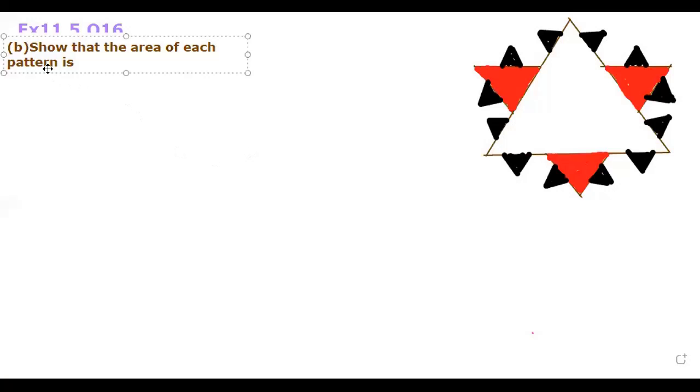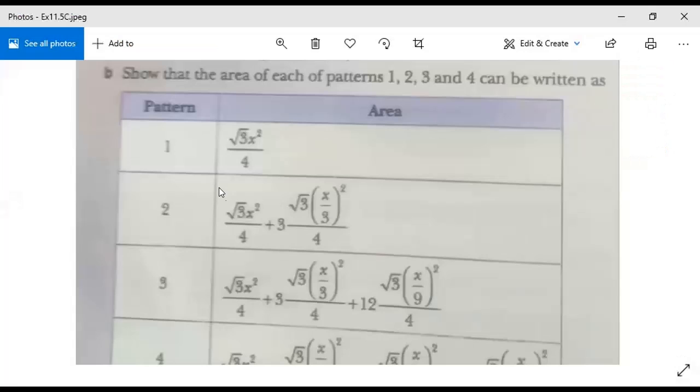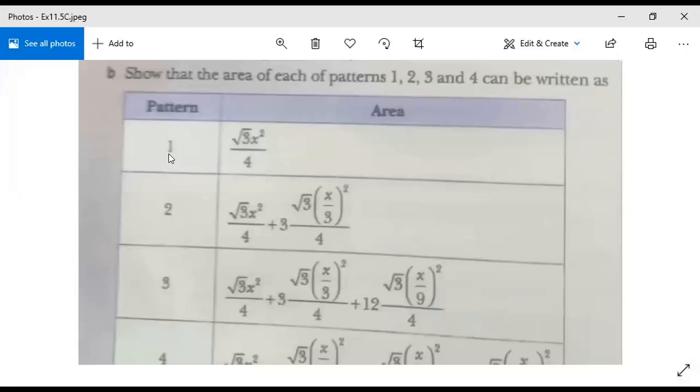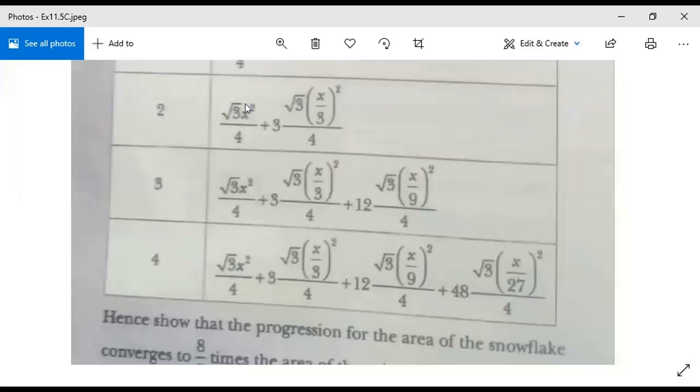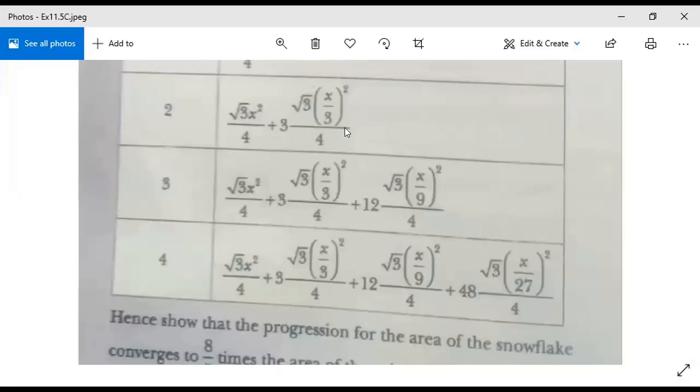So in part B, we have to show that the area of each pattern is this. The area of each pattern means pattern 1 should be here. The area of pattern 1 should be root 3 x square upon 4. Area of pattern 2 should be root 3 x square upon 4, and this, and then 3 will be this, and then 4 will be this. This is what we have to prove.